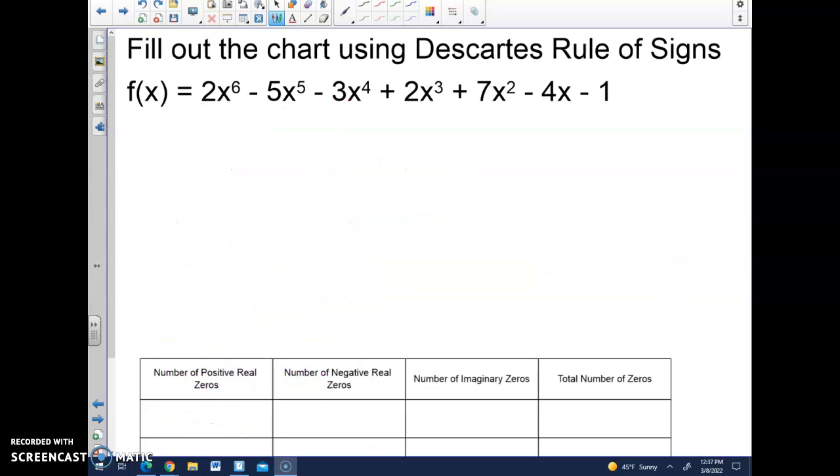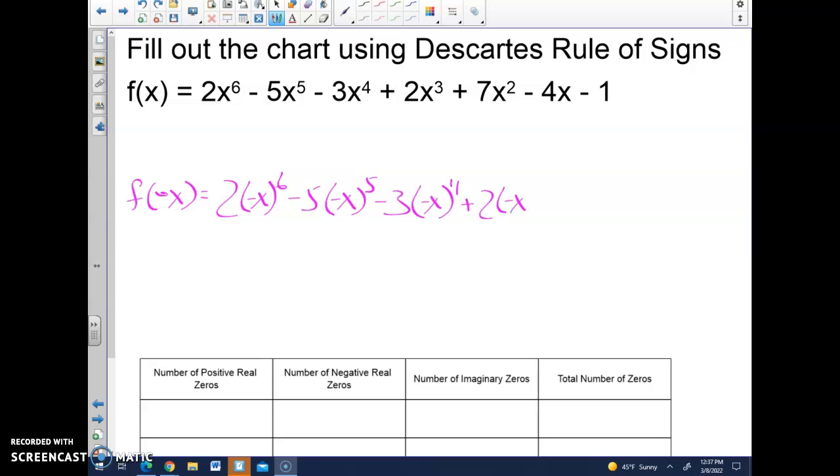Alright, so when we take a look at this function, I'm going to do f of negative x, and I'm going to plug that in. Negative x to the 6th minus 5 times negative x to the 5th minus 3 times negative x to the 4th plus 2 times negative x cubed plus 7 times negative x squared minus 4 times negative x minus 1. First thing I'm going to do, get that negative x in there. That's going to account for our negative real zeros.